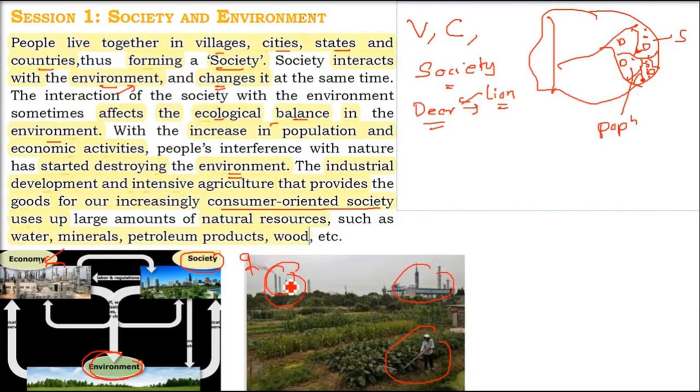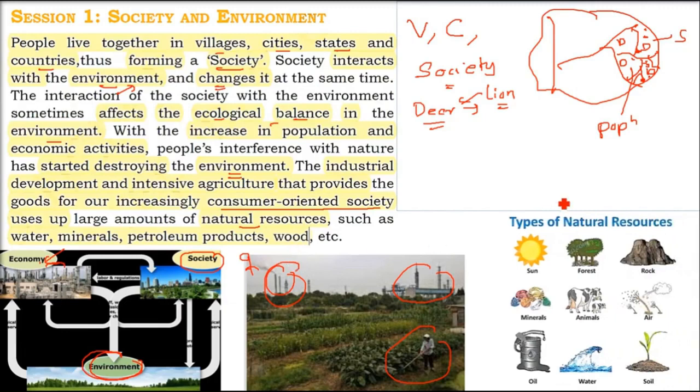So we are using up the natural resources. Natural resources are those resources which are provided by Mother Earth. They are created by themselves. So we are utilizing or over-pressurizing these natural resources. So we have water, minerals, petroleum products, wood. All these are natural resources. Oil creates what?